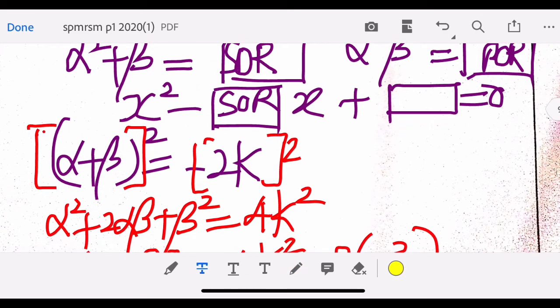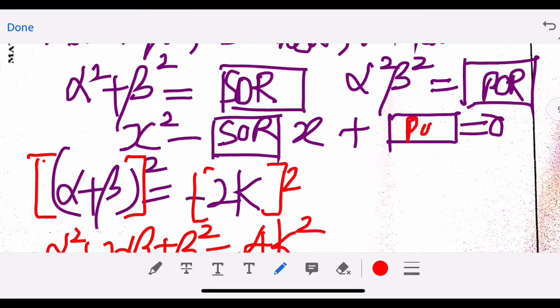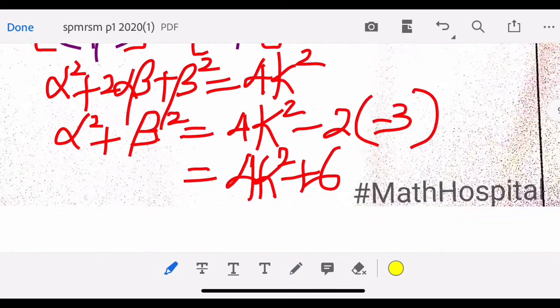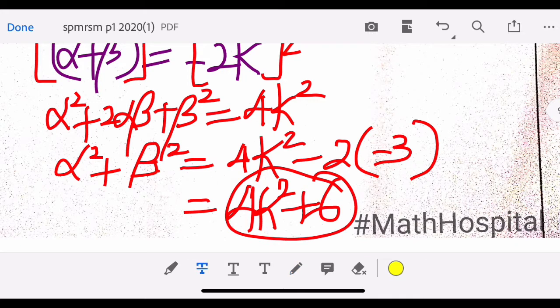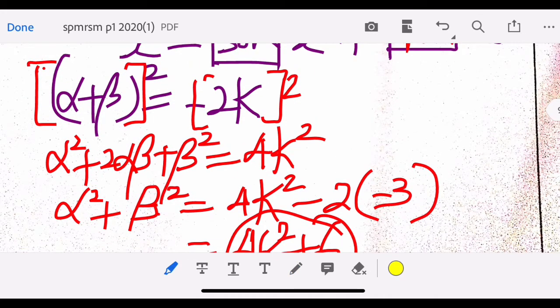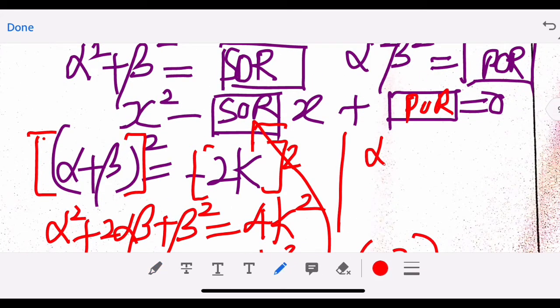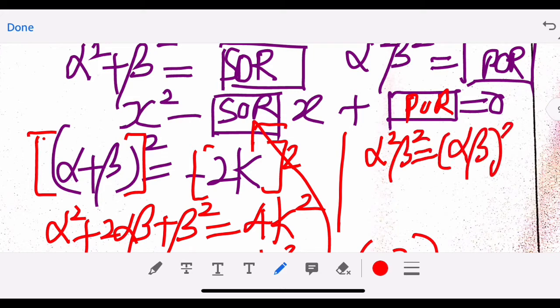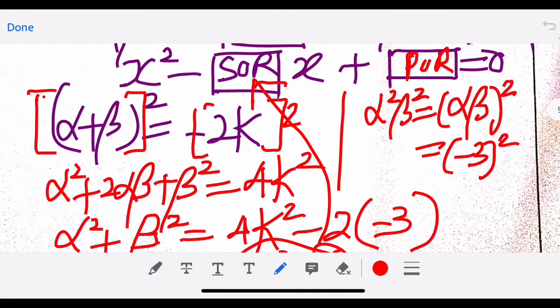Now I need to find the product of the roots here. Okay, so I'm going to substitute my answer here into where? Into here. Okay, so now I need to find the product, which is alpha square beta square, or you can call as alpha beta square, which is negative 3 square, right? Alpha beta is negative 3, so it's equivalent to 9.